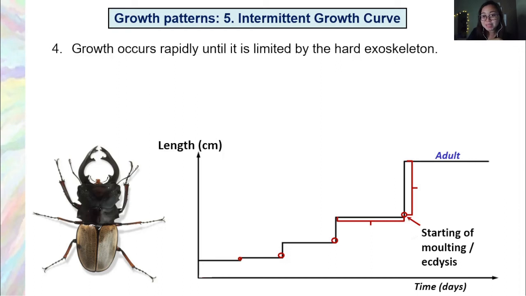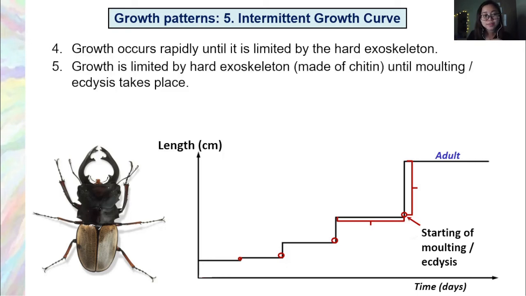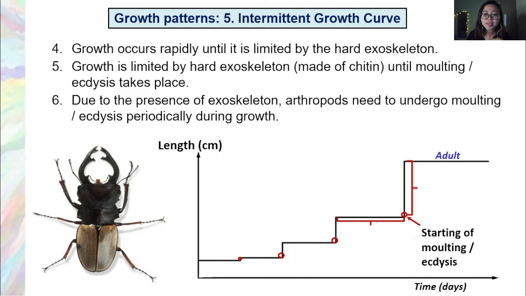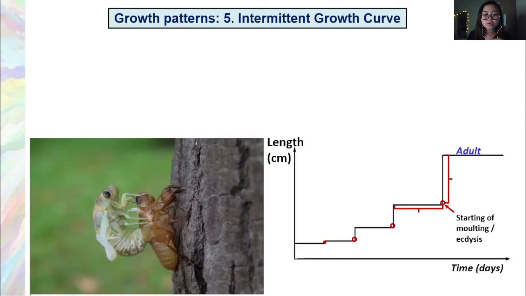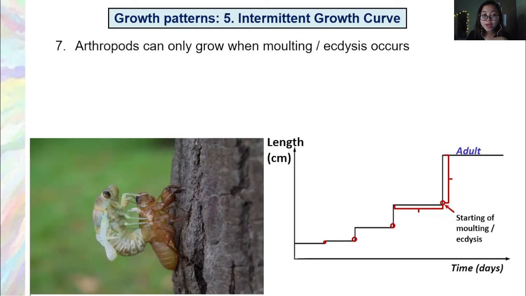Bila masa untuk dia membesar, yang part of the graph where it's going straight up, it continues until it fills up the hard exoskeleton. The growth is limited by that hard exoskeleton. The exoskeleton is made of chitin until it is the molting stage or until ecdysis takes place. Due to the presence of the exoskeleton, arthropods need to undergo molting periodically during growth. Okay, so this is example of insect that is undergoing molting or ecdysis. Arthropods can only grow when they are molting, which is when ecdysis occurs.